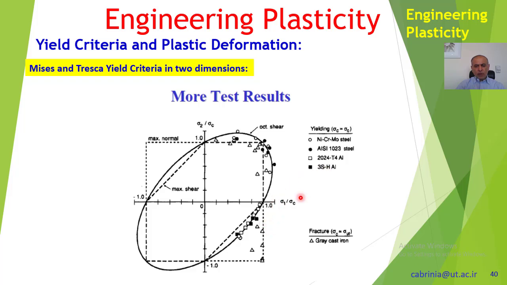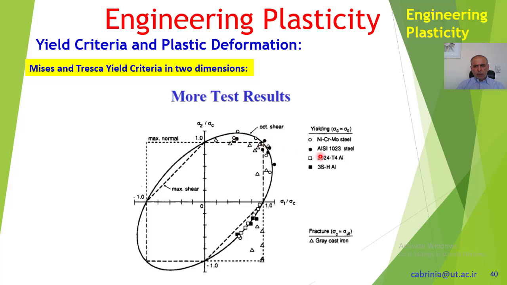So you can see that for a gray cast iron as well, gray cast iron obviously is brittle, and we have this maximum normal criteria. But for nickel chrome, you can see that it's almost on the edges of the yield criteria. For simple carbon steel also it agrees with the yield criteria.